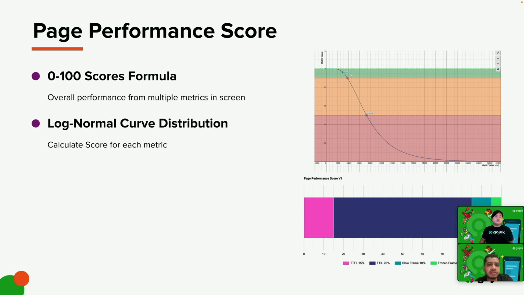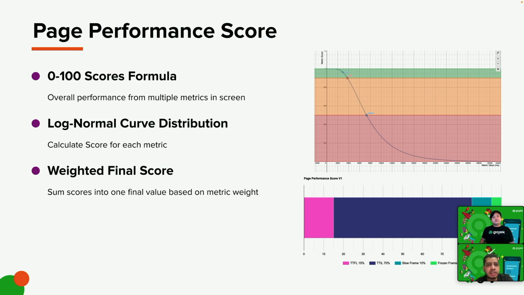For each metric, we calculate the data into a single score from 0 to 100 using log normal curve distribution. We simply define the median control point and P10 point using the threshold that we want to achieve for each platform. After we get the score from each metric, we sum the metric scores into one final value based on the weight of each metric.